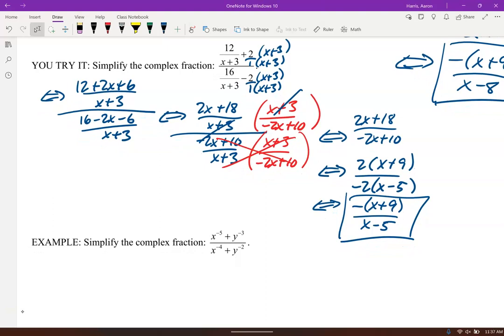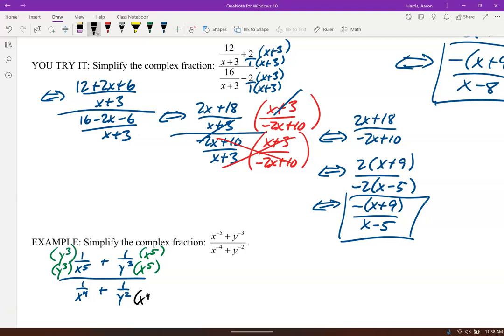If you remember a negative exponent, x to the negative 5, that's the same as 1 over x to the 5th. y to the negative 3, that's 1 over y to the 3rd. And over here we've got 1 over x to the 4th plus 1 over y squared. So we got to get a common denominator. So I got to give this x to the 5th, x to the 5th. I got to give this one y to the 3rd, y to the 3rd. And then in my denominator, I got to give this x to the 4th, x to the 4th. This one y squared, y squared.